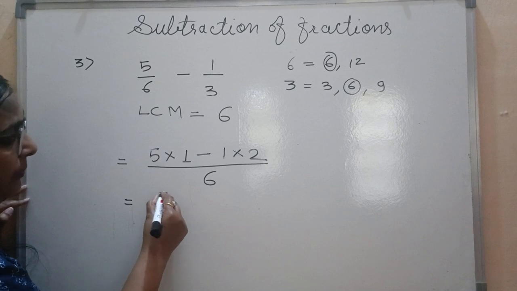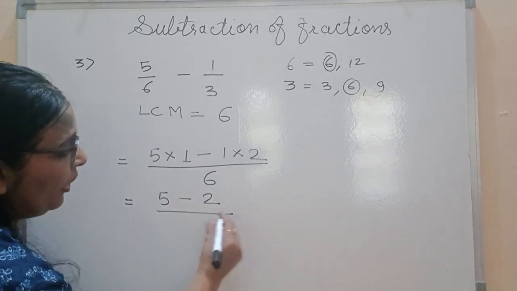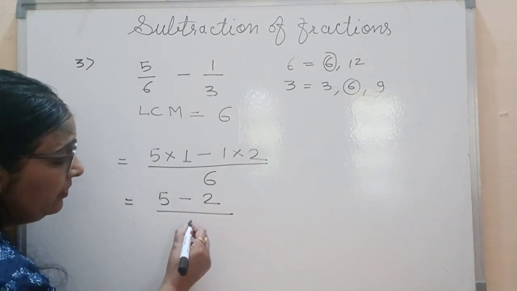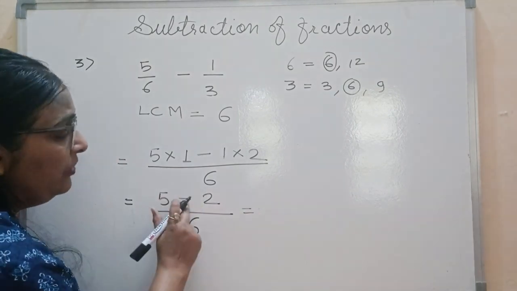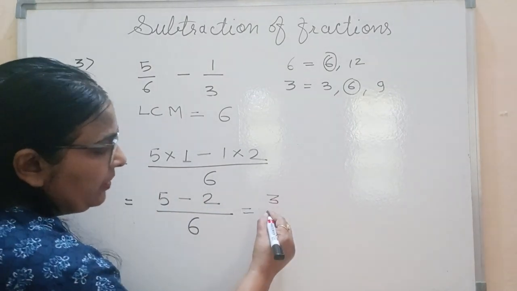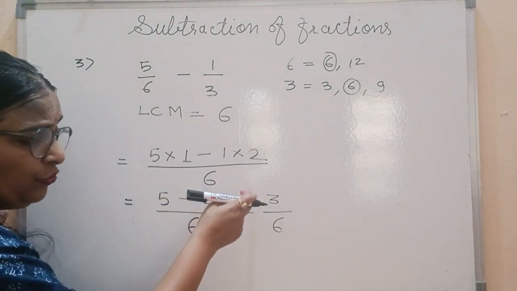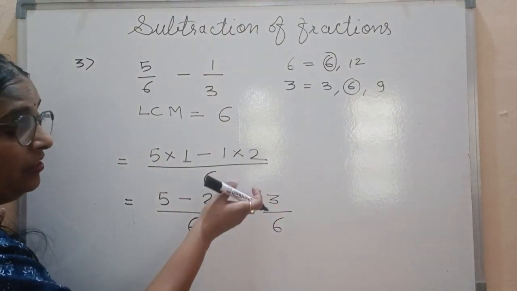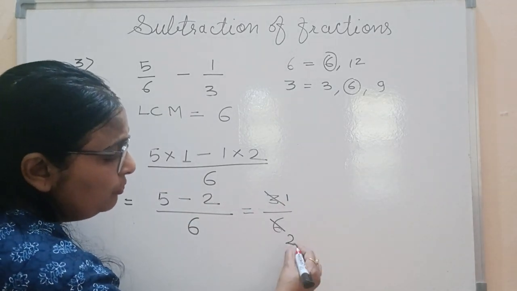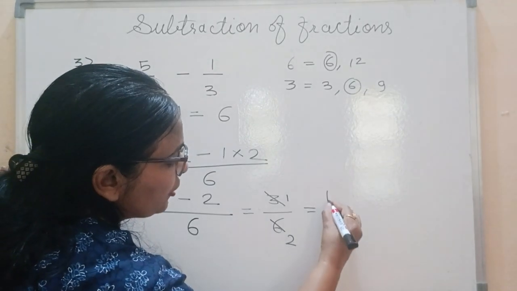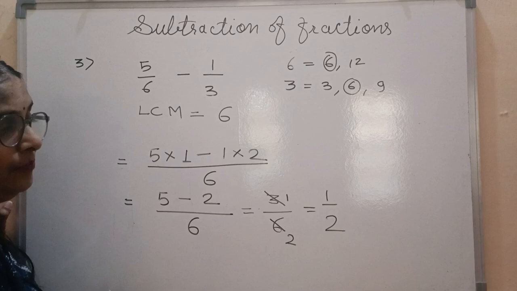What you will get here? 5 into 1 will be 5, minus 1 into 2 will be 2. So 5 minus 2, divided by 6. What is left here? 5 minus 2 will be 3. 3 by 6. Again you can reduce this because 6 is lying in the 3's table. So you can reduce that. 3 ones are 3, 3 twos are 6. What fraction are you getting here? 1 by 2, which is your answer.